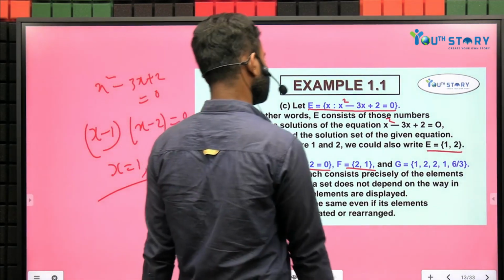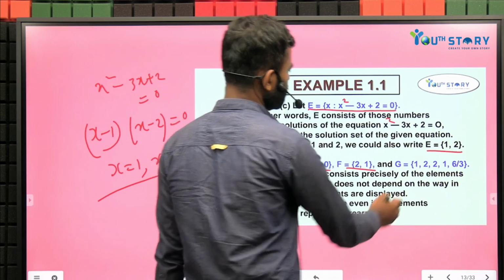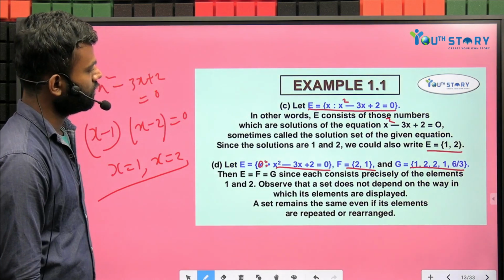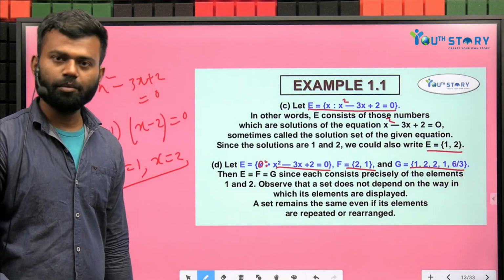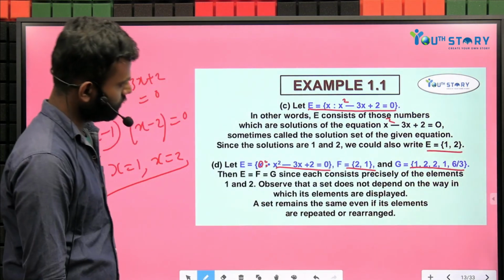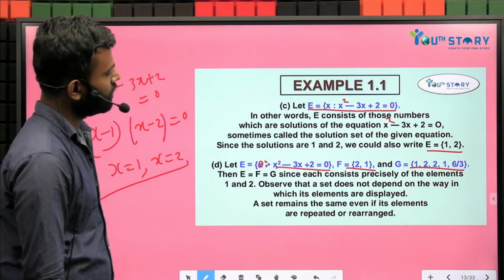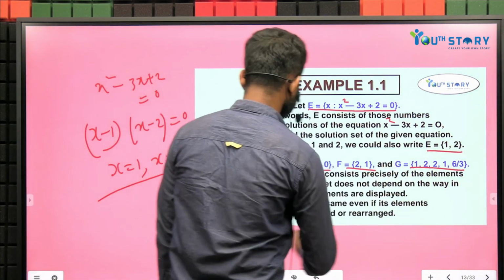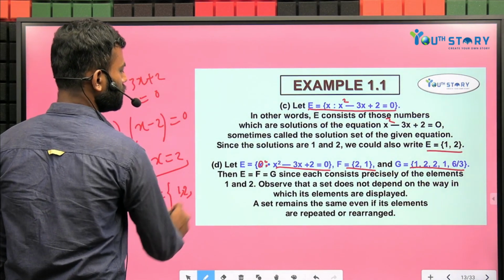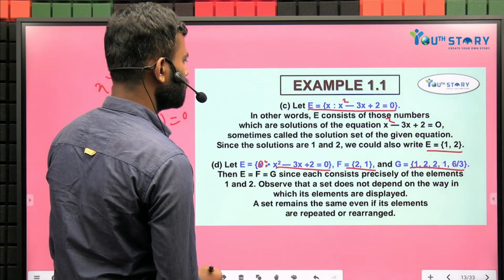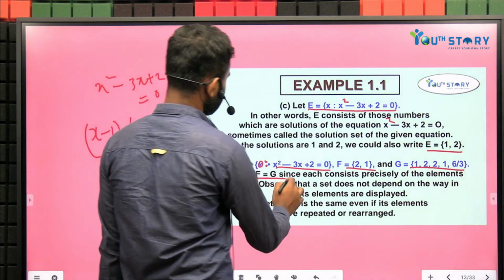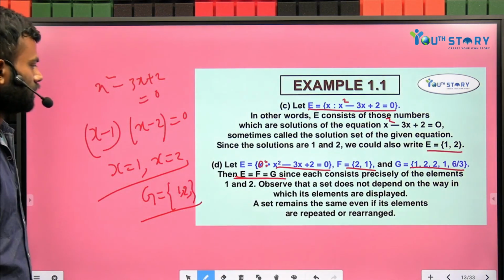Now if we consider G, here this book has no restriction on repetition in the set, so they write it in this form, but basically G will be 1, 2, 6 by 3 which means 2, 1, 2. Basically they are all equal.